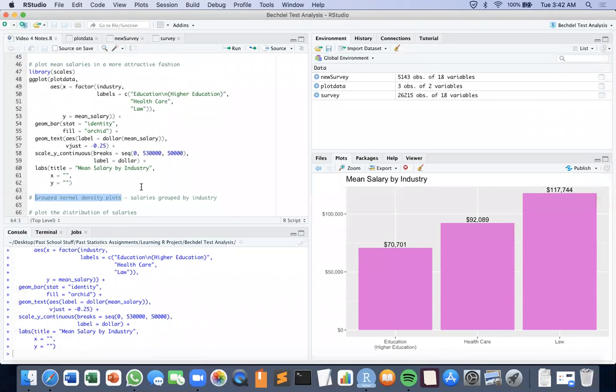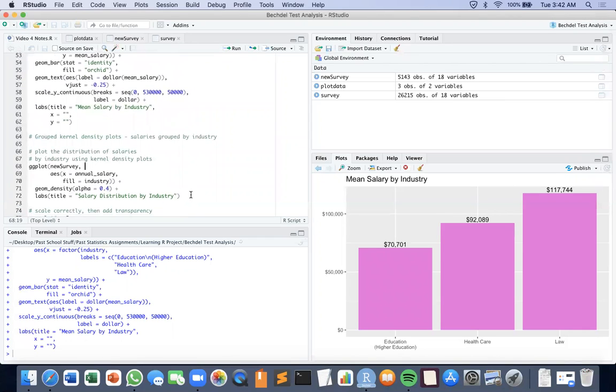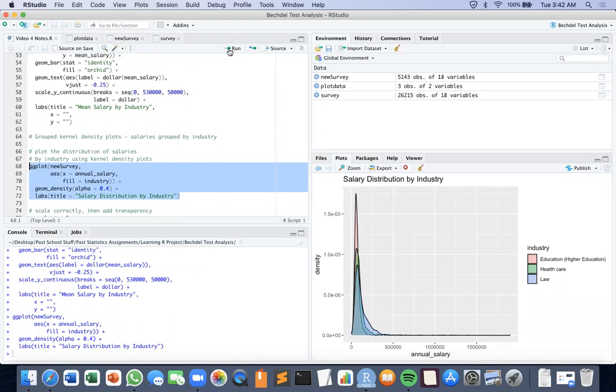So let's go back here. And we're going to be graphing, again, salaries grouped by industry, except now instead of just one summary statistic, we'll have more of an idea of the shape of each distribution of salaries. So again, we're using the ggplot function. Okay, yeah, so this is a correct plot.